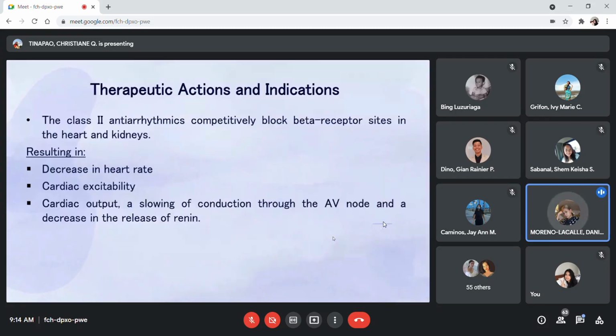Okay. Now we have here the therapeutic actions and indications. So the class 2 antiarrhythmics completely block beta receptor sites in the heart and kidneys, resulting in decreased heart rates. Cardiac excitability is characterized by sequential depolarization and repolarization. So depolarization, contraction, and then relaxation. And then next slide, please.